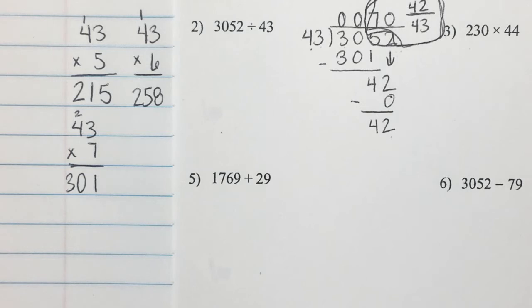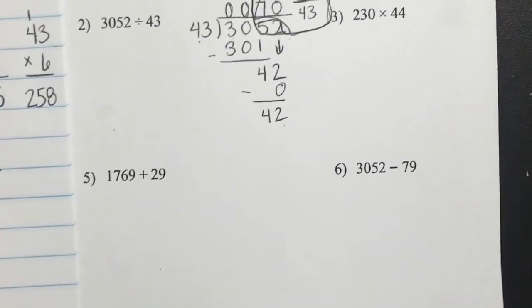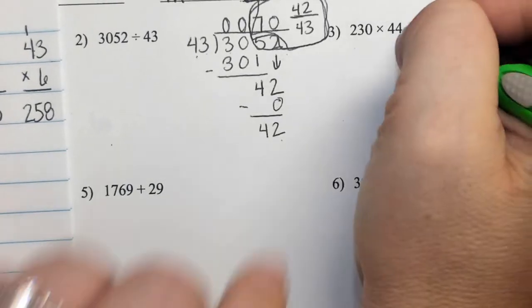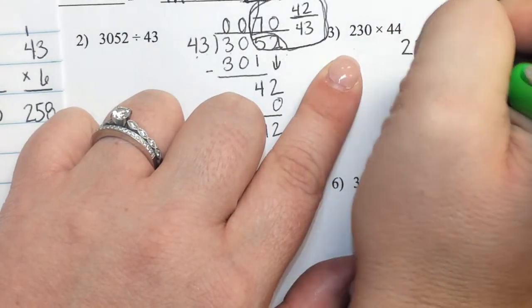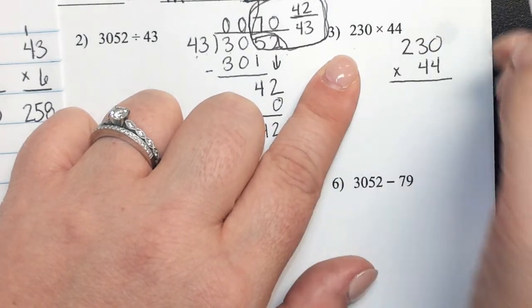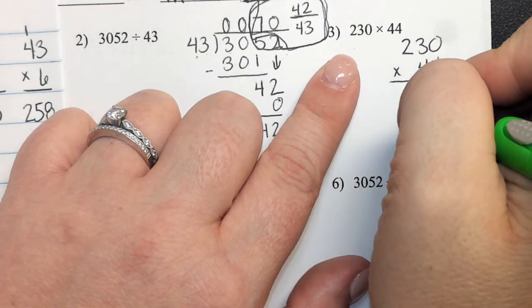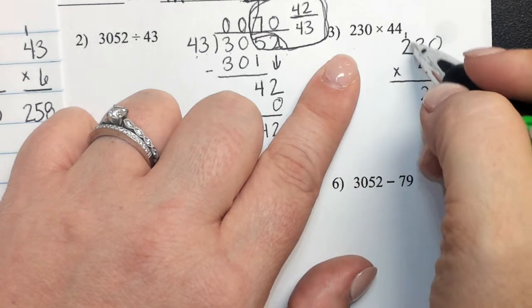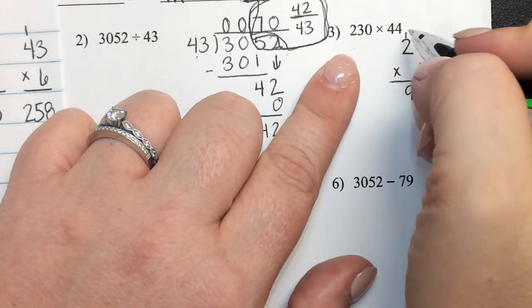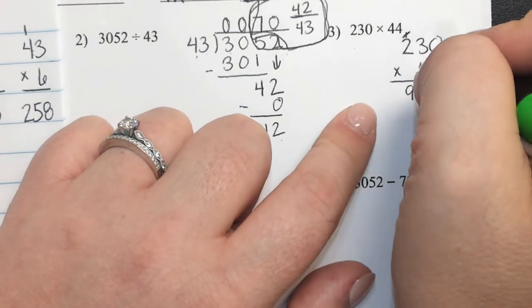All right, I want you to set up number 3. All right, so going back to our video, looking at number 3. Make sure I have enough room over here. There we go. All right, so I have 230, RJ, times 44. All right, so I have 4 times 0 is 0. 4 times 3 is 12. Make sure we carry that 1. 4 times 2 is 8, plus the 1 is 9. All right, marking out that 1 that I carried. All right, I'm done with that first 4.